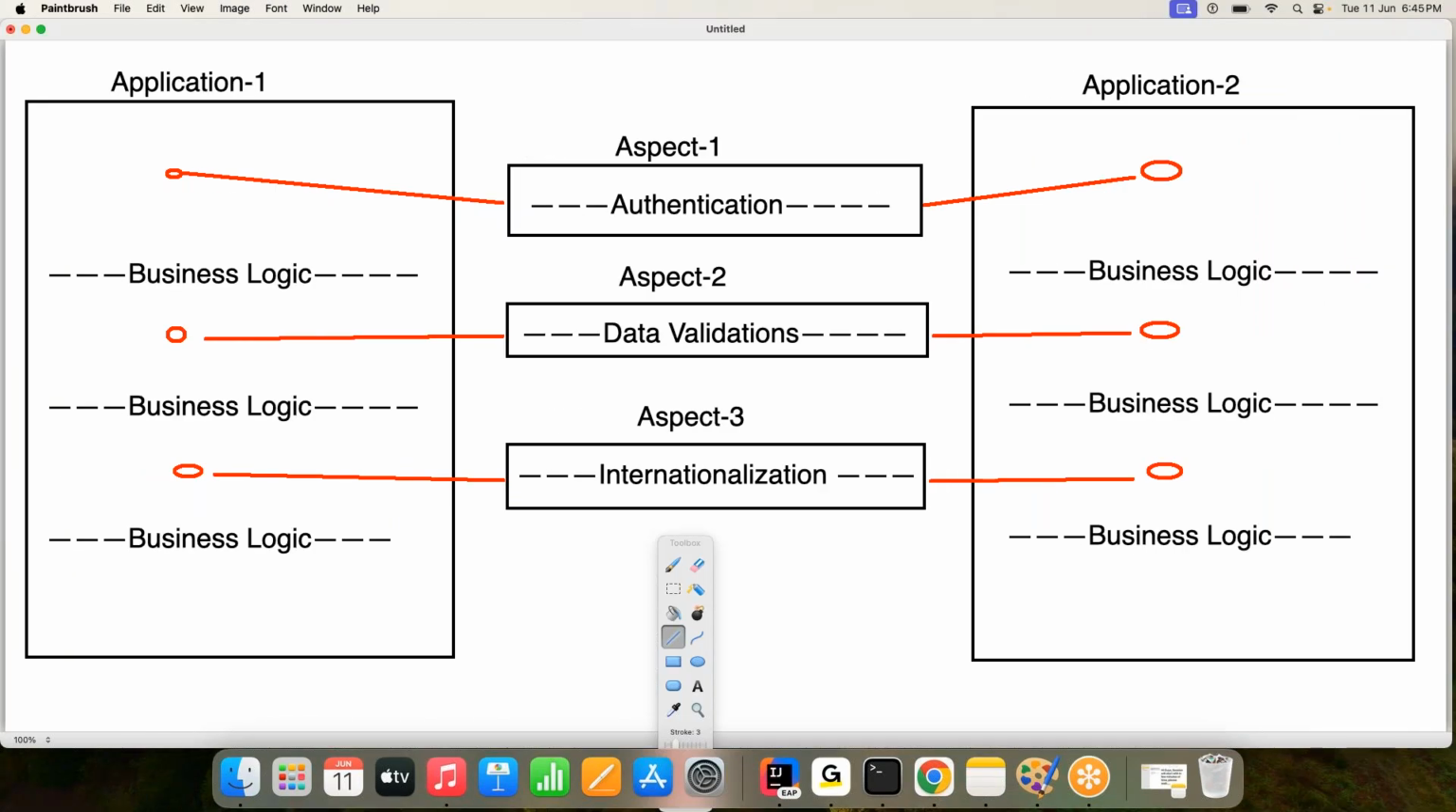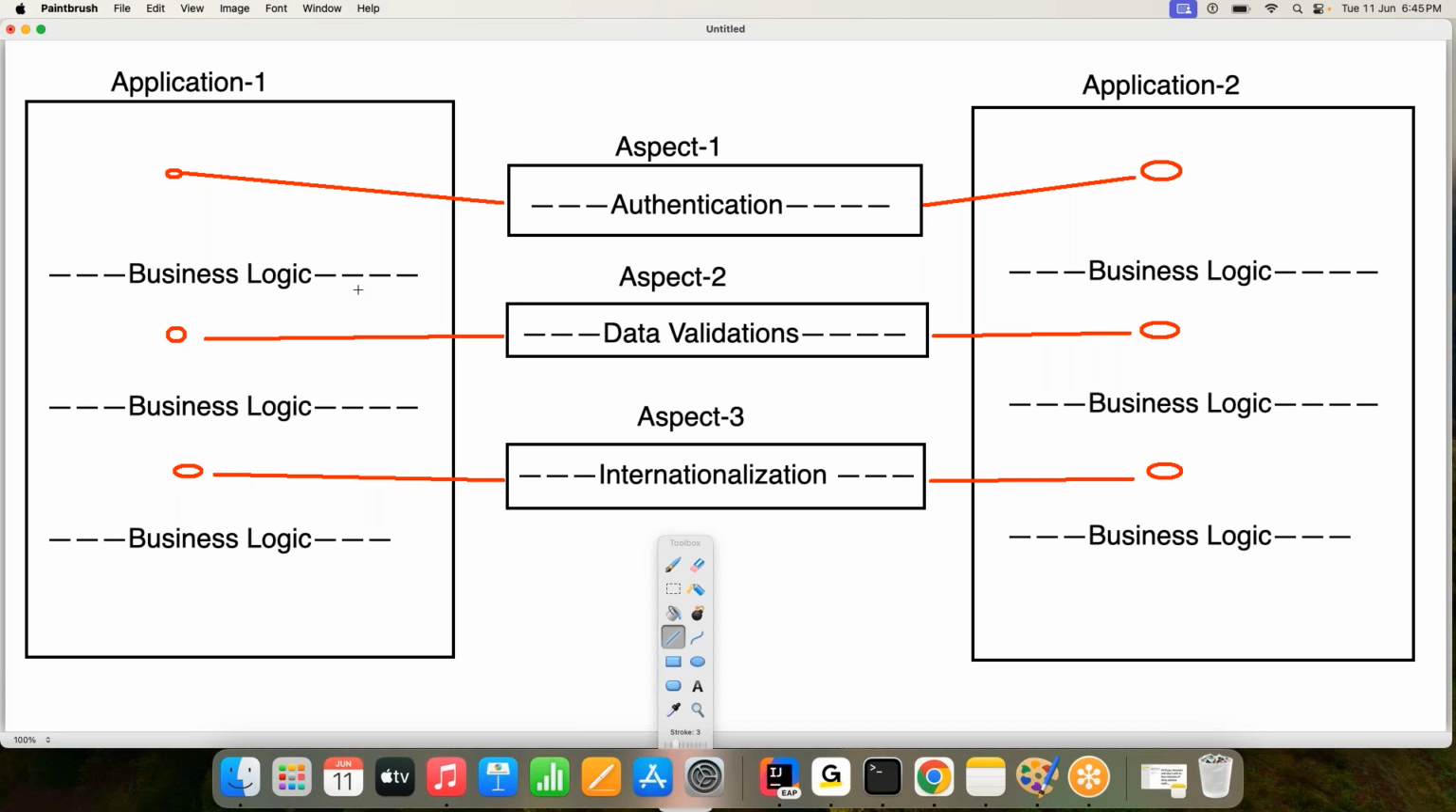But now observe carefully. For these two applications, how many copies of authentication did I prepare? Only 1 copy. How many copies of data validations? 1 copy. How many copies of internationalization? Only 1 copy. But the single copy of the authentication will be shared to both the applications at a time or not? The single copy of data validations will be shared to both applications or not? The single copy of internationalization will be shared to both the applications or not?